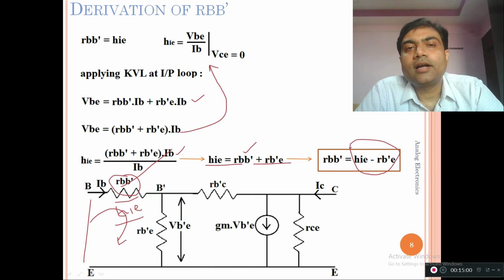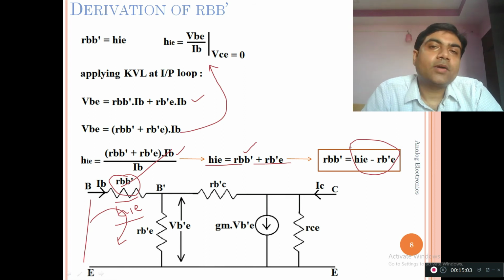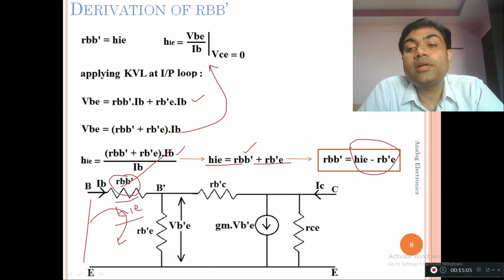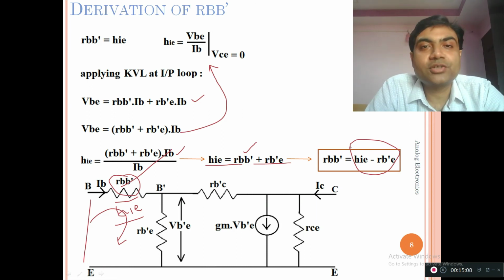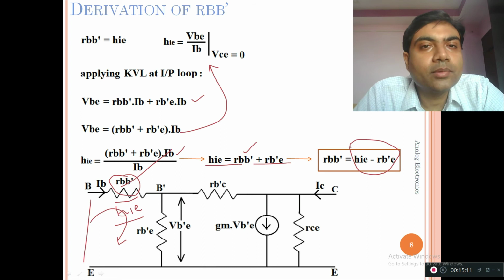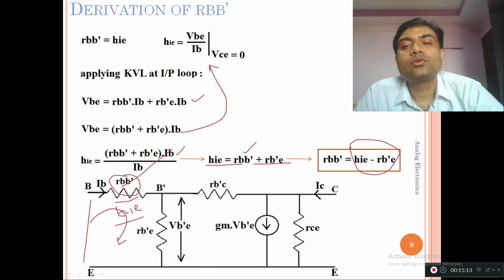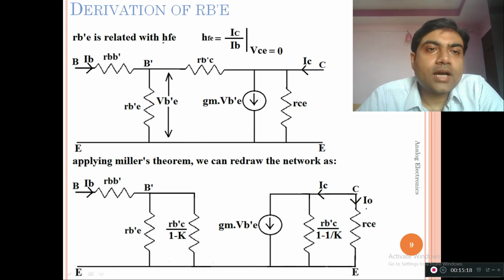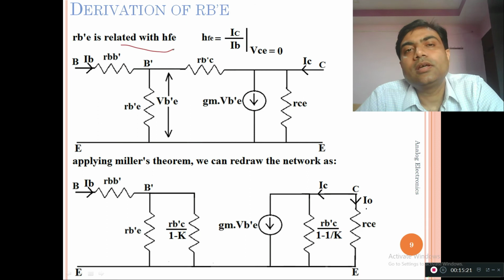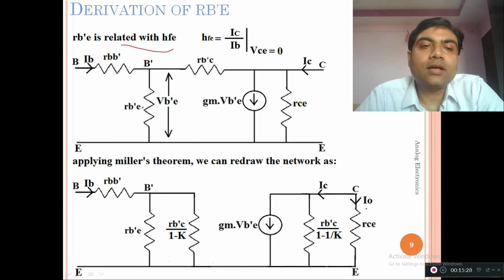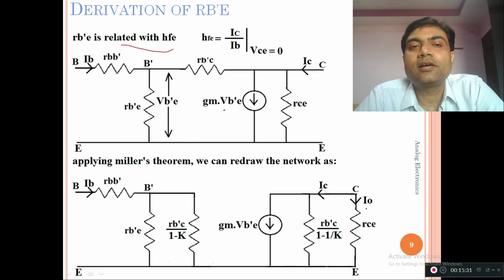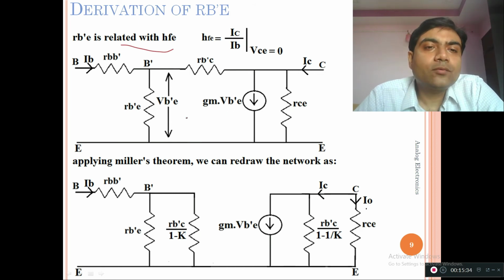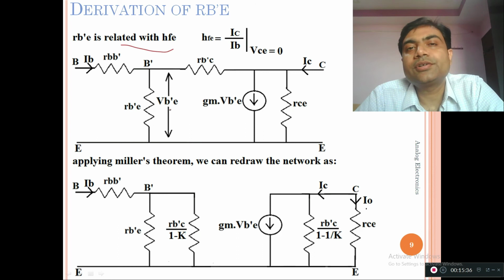So this equation ultimately gives me the requirement of another derivation, that is the RB dash E, because if we do not know the value of the RB dash E, we cannot calculate the value of the RBB dash. So we are directly moving towards the calculation of the RB dash E. So what is RB dash E? RB dash E is related with the HFE. Here I have written RB dash E is related with HFE. See, by looking at the diagram, you cannot directly predict how RB dash E is related with the HFE. If you carefully look at this particular circuit, the relation is indirect.